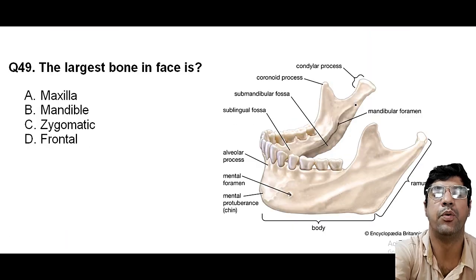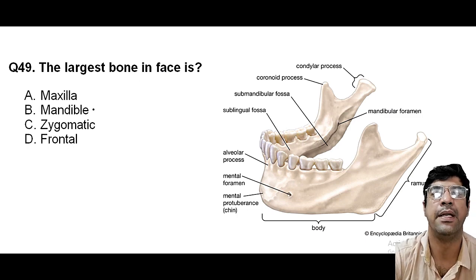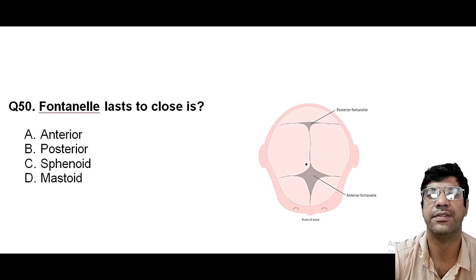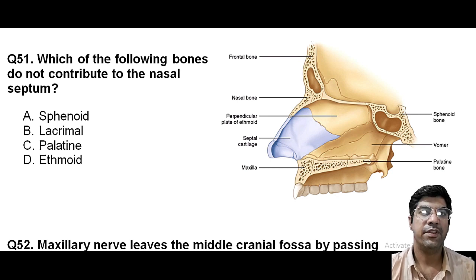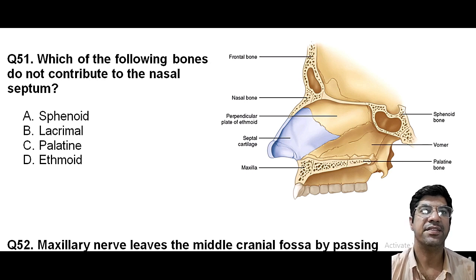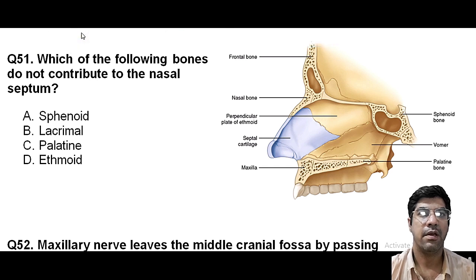The largest bone in the face is the mandible. The fontanelle that is last to close is the anterior fontanelle. Moving to the next question, which of the following bones does not contribute to the nasal septum? The answer is the lacrimal bone.